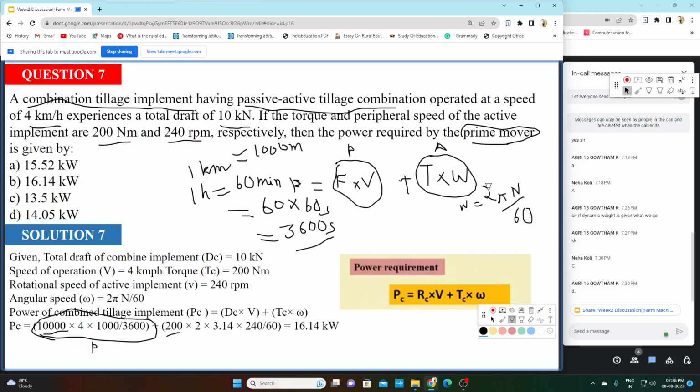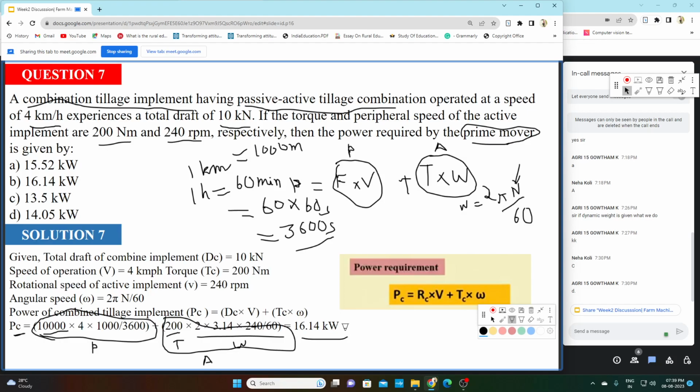Now in this question, what has been given? This n, or RPM, is given. RPM is 240, so we will convert it to omega. Omega will be 2 into pi into 240 divided by 60. So this is our omega, and this is our torque, okay? Together, this is for your active tillage implement.